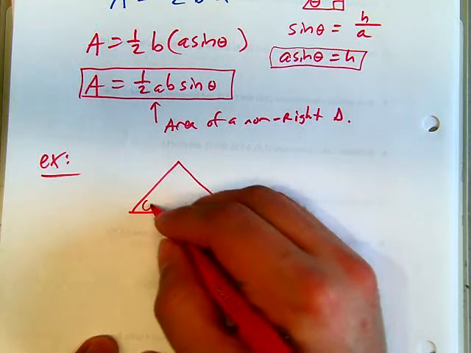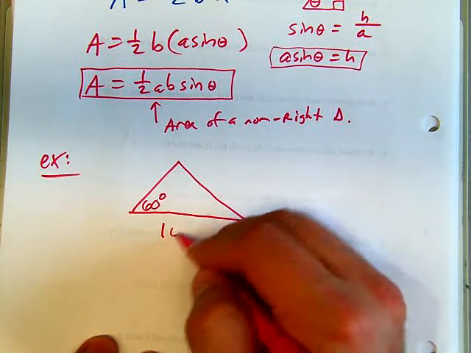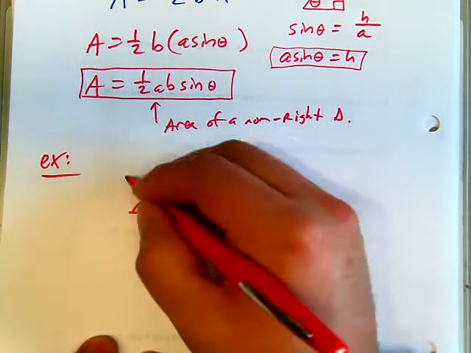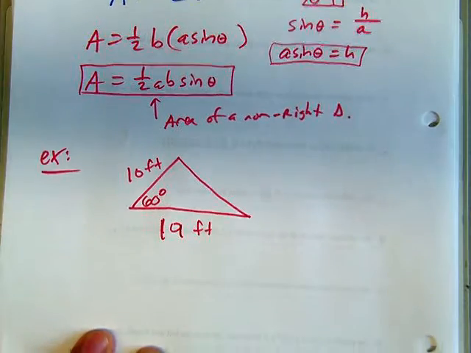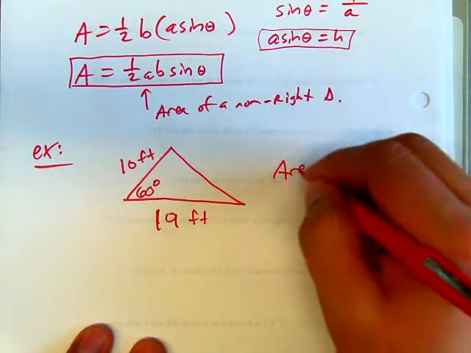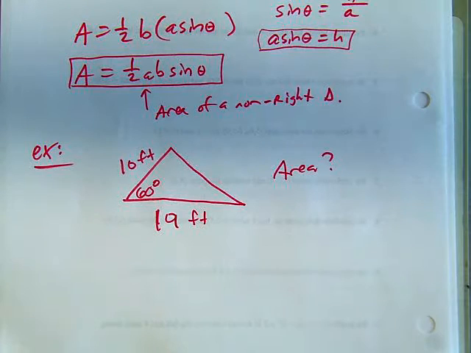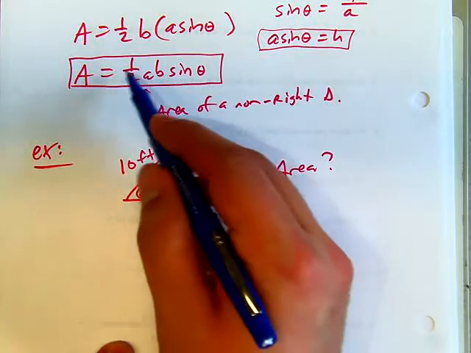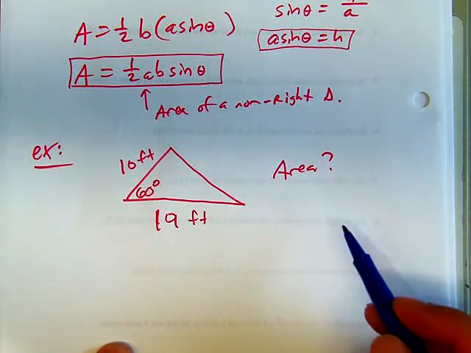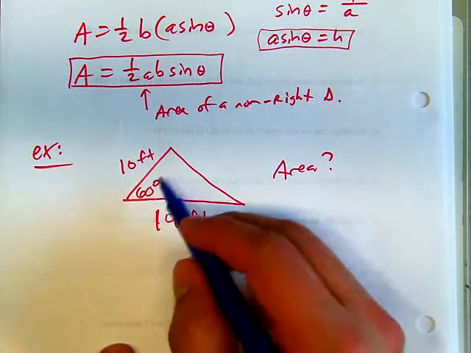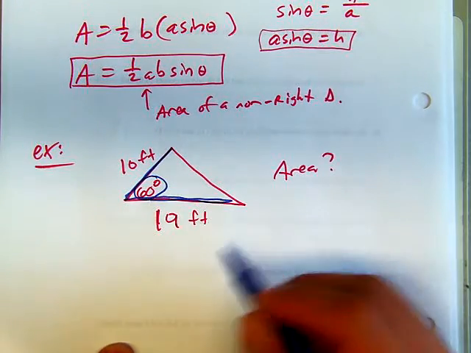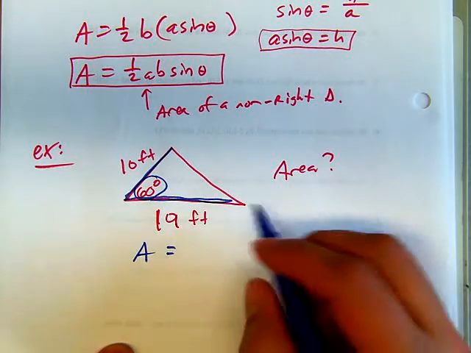Let's say this is a 60-degree angle. Let's say this is 19 feet. Let's say this is 10 feet. And I want to know what the area is. Since this is a non-right triangle, I'm just going to use this formula up here. And all I need to know is an angle and the two sides that make that angle, which I have. So I can just plug everything in.